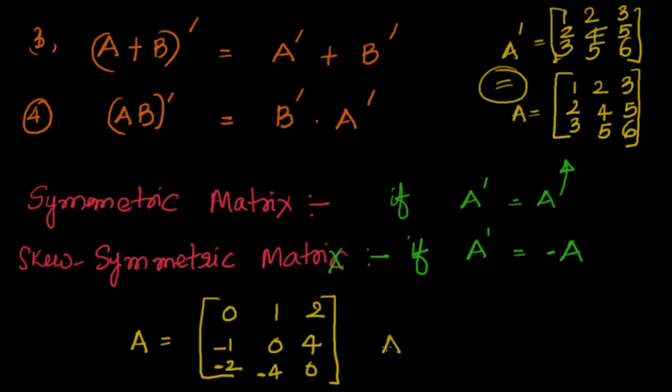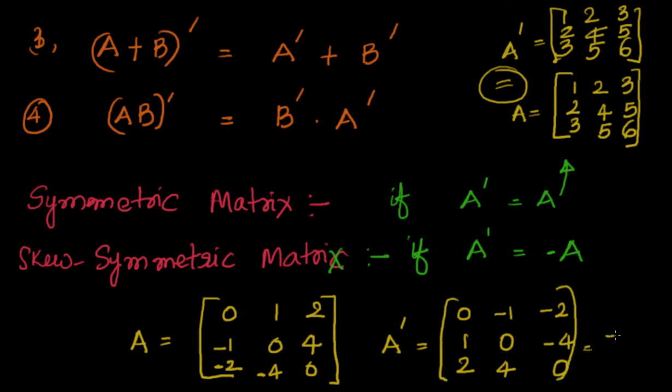Now let us take the transpose of this. The first row becomes the first column, so 0, 1, 2. The second row becomes the second column, that is minus 1, 0, 4. And the third row becomes the third column, that means minus 2, minus 4, and 0. Now if you see the relation between these two, this is nothing but minus of A, because minus of A is 0, minus 1, minus 2; minus 1, 0, 4; 2, 4, 0 with signs flipped. So you can see A transpose is equal to minus A. That's why it is called a skew symmetric matrix.